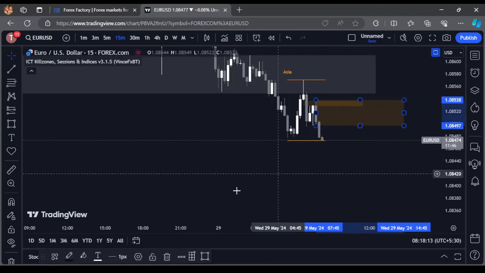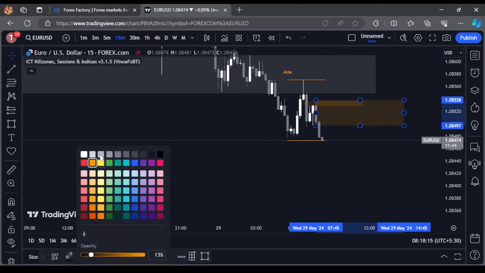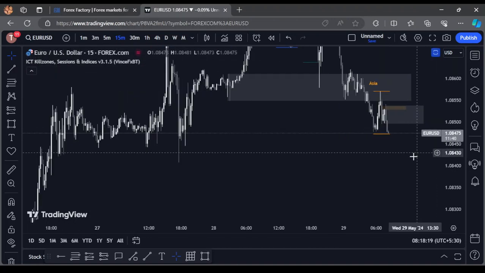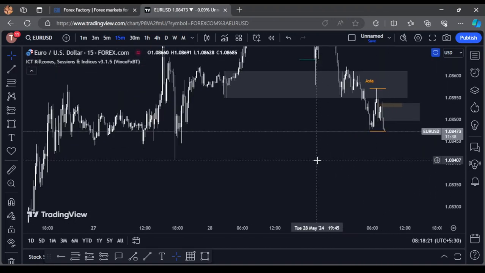So this will be the overall trade plan for today. I'm anticipating the price to move in the downward direction and take possibly this low.